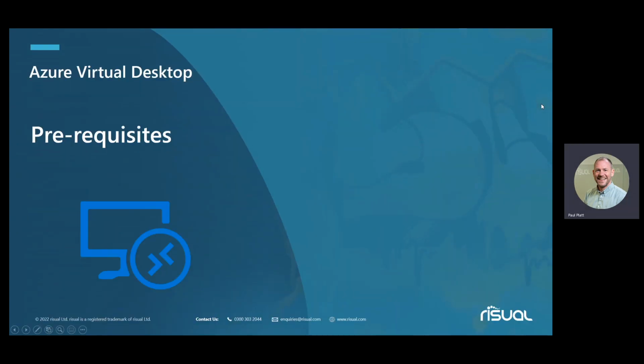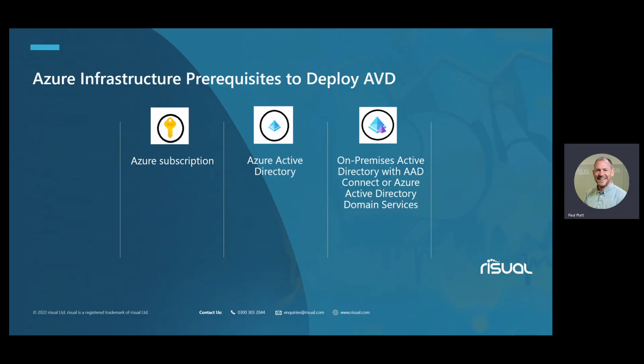So what are the prerequisites of Azure Virtual Desktop? You'll need an Azure subscription. You'll need to use Azure Active Directory, and then you need either on-premise Active Directory linked up with your Azure Active Directory by means of Azure AD Connect to synchronize those objects, or we can connect directly to Azure Active Directory Domain Services.